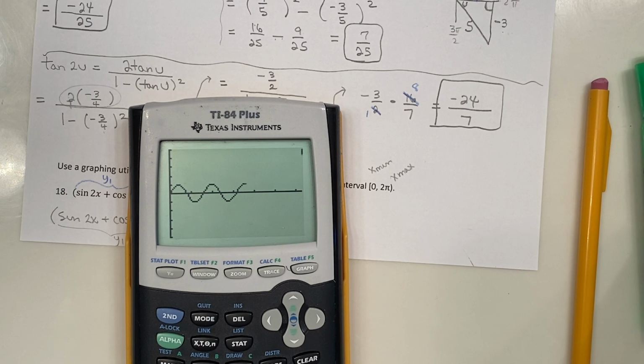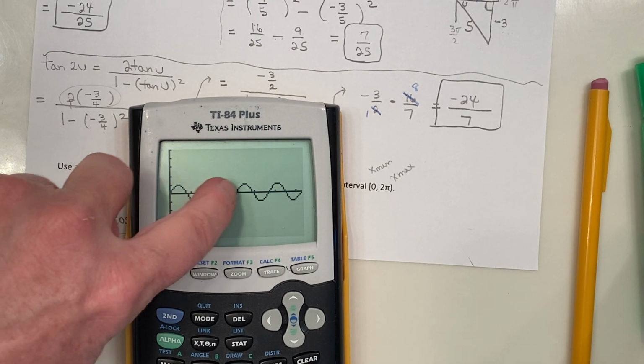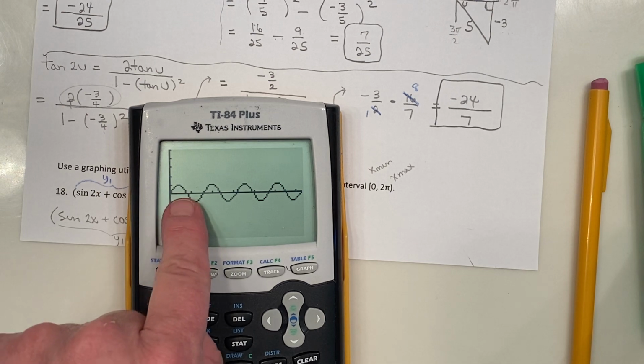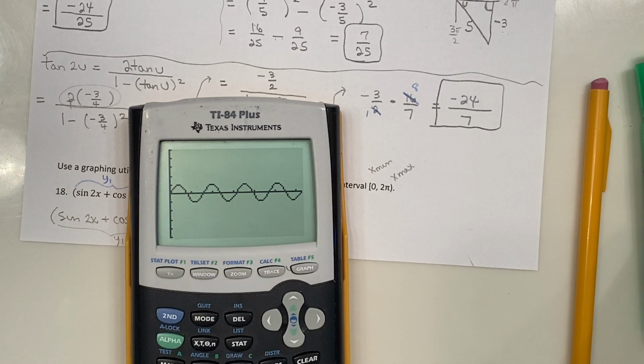Okay, look how many times that graph is cutting through the x-axis, intersecting with y equals 0. It appears that I have a solution here at 0, one there, here, and then all these other crossings. 1, 2, 3, 4, 5, 6, 7, 8. It looks like I have 8 answers. I've got to go through and find all those 8 answers.